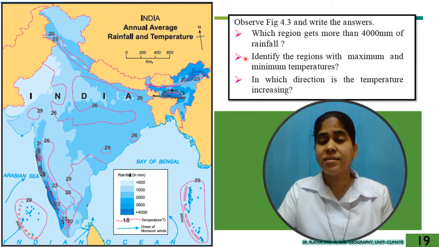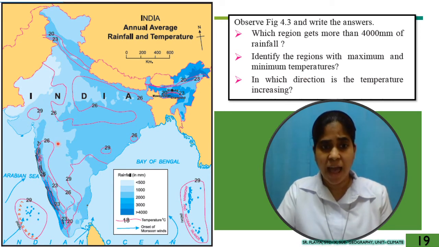Question 2. Identify the regions with maximum and minimum temperatures. The maximum temperatures you find over here, which is the Thar Desert, and over here, that is in the southern part of India, the Maharashtra Plateau. So you have 29, 29. And over here 20, the minimum, okay, you find in the Himalayan regions.